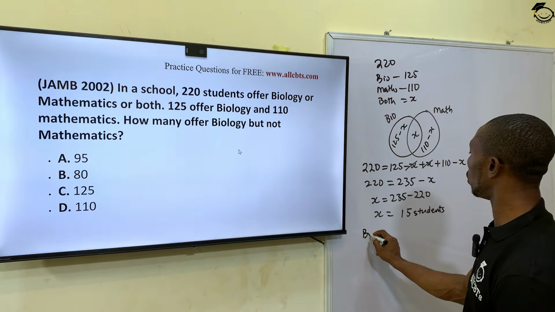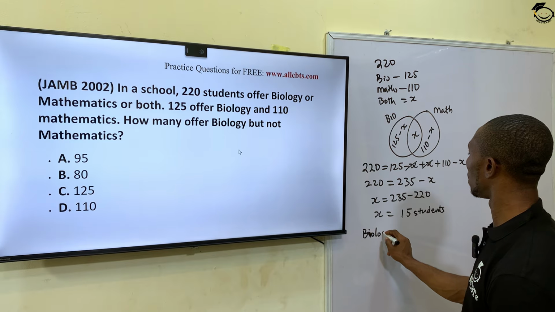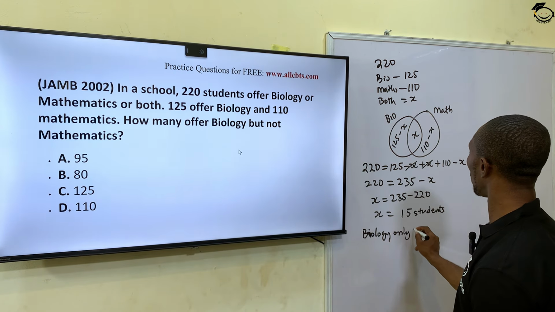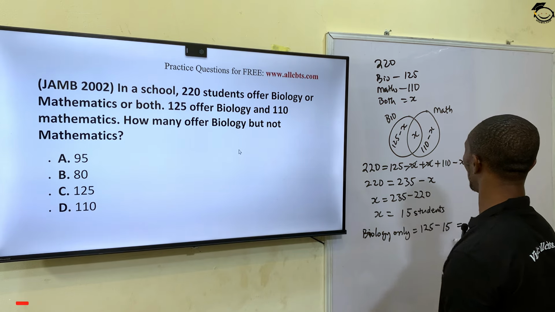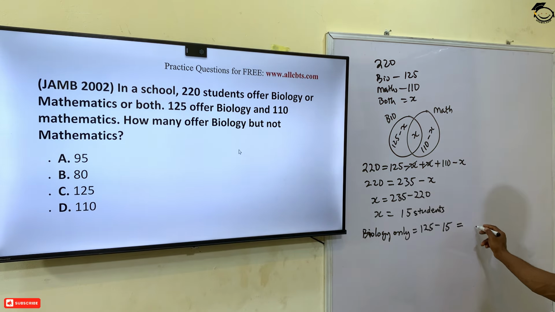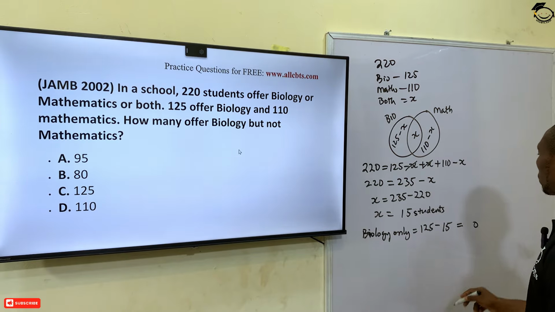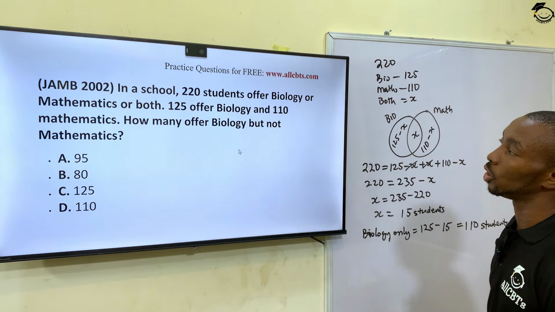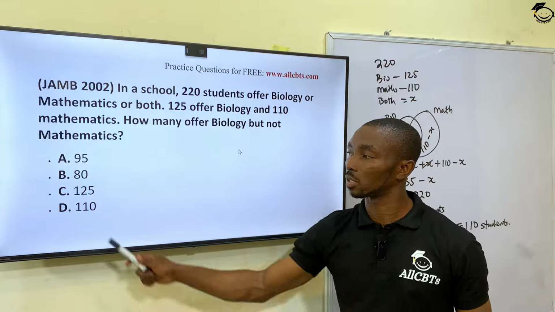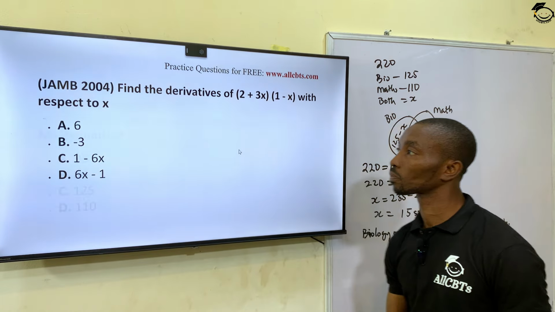So for biology only, we will have it as 125 minus 15. Now 125 minus 15, 5 minus 5 will give us 0, 2 minus 1, 1, 1. So we have 110 students offering biology but not mathematics, which is our option D.